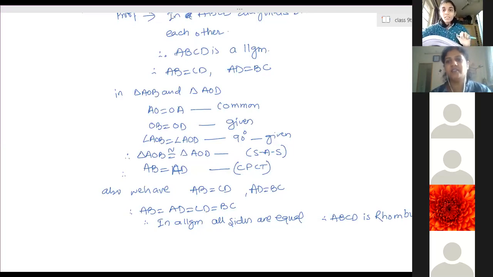In any case, you have to prove ABCD is a parallelogram. Clear? When you prove all four sides of the quadrilateral are equal, there also you have to write it is a parallelogram because both pairs of opposite sides are equal. AB is equal to CD, AD is equal to BC. So therefore it is a parallelogram. You have to write first ABCD is a parallelogram, then you can tell it is a rhombus.